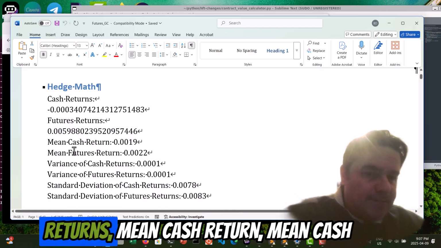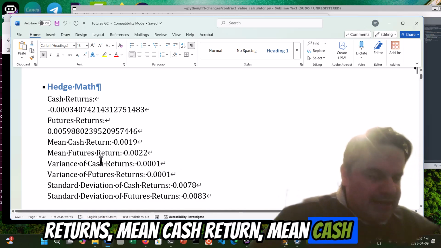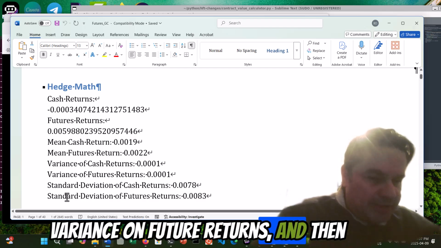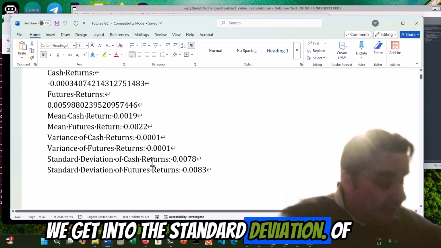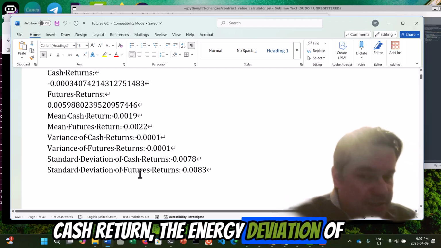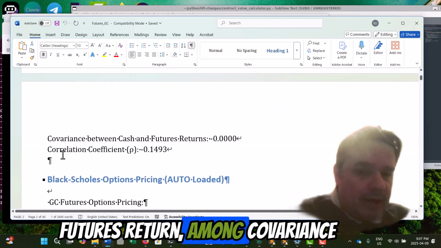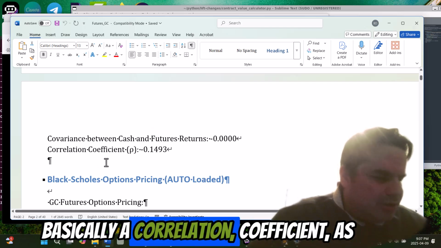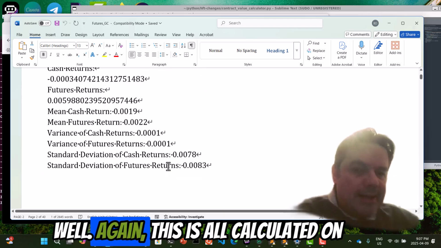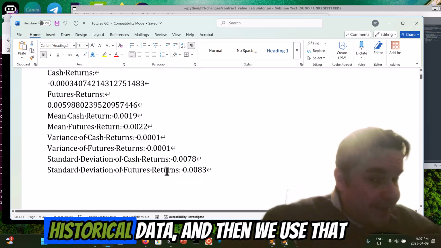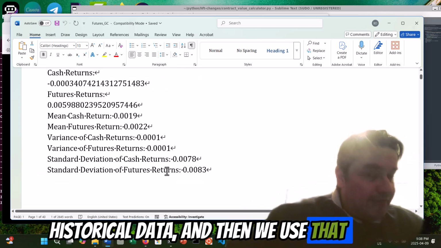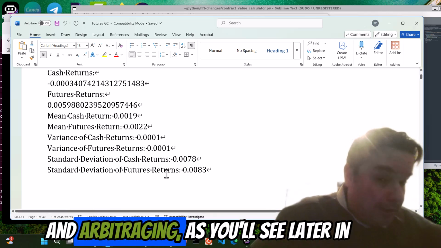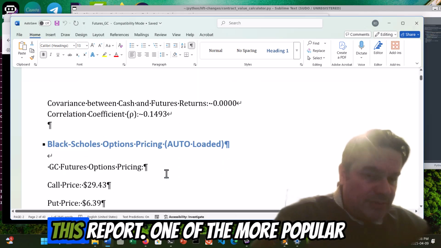One of the things that we look at, quite simple math, is using cash returns, future returns, mean cash return, mean future return, the variance of cash return, variance of future returns, and then we get into the standard deviation of cash return, standard deviation of futures return, covariance between cash and future returns, and basically a correlation coefficient as well. Again, this is all calculated on historical data, and then we use that for predictability in terms of hedging and arbitraging, as you'll see later in this report.